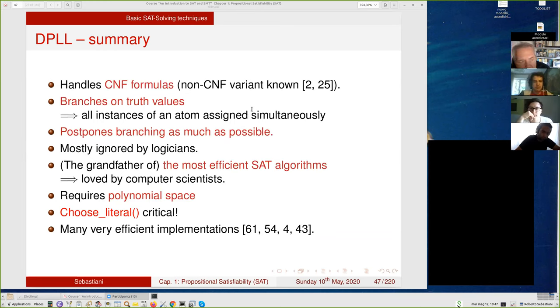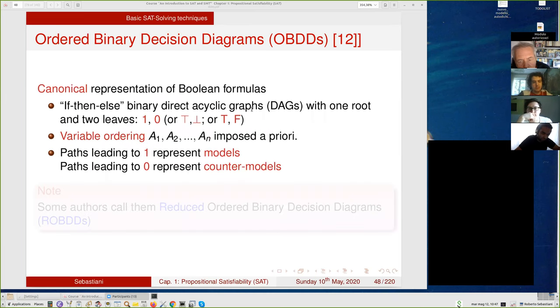Okay, cool. Let me conclude with the tool which is ordered binary decision diagrams, which many of you have already seen in my course of formal methods, because these are very popular in formal methods. So those who have attended my formal methods course will find substantially the very same slides. There is a little overlapping between the two courses, but this cannot be avoided.